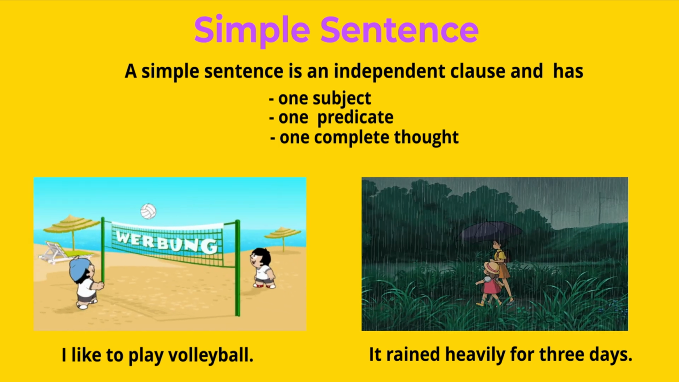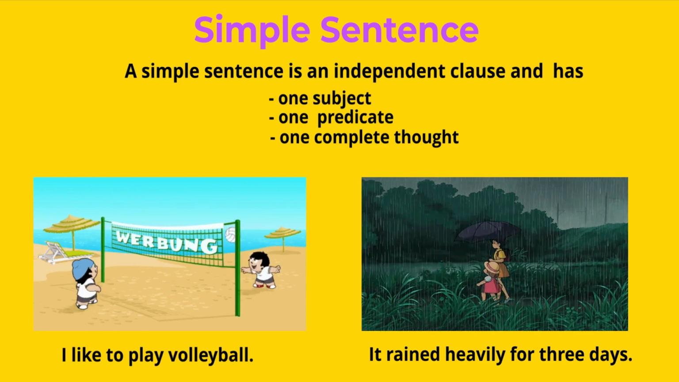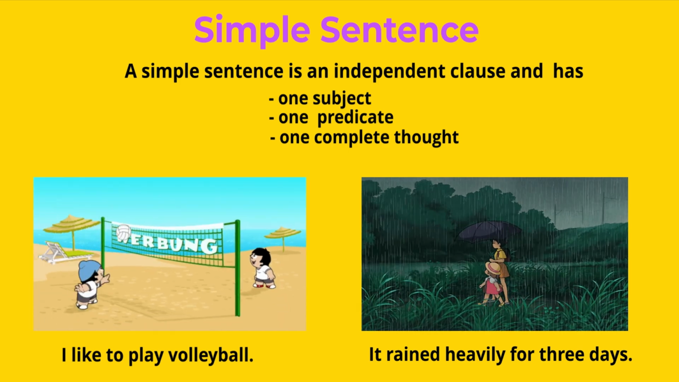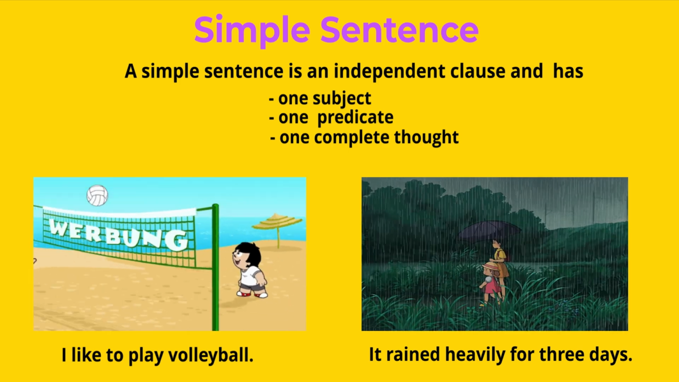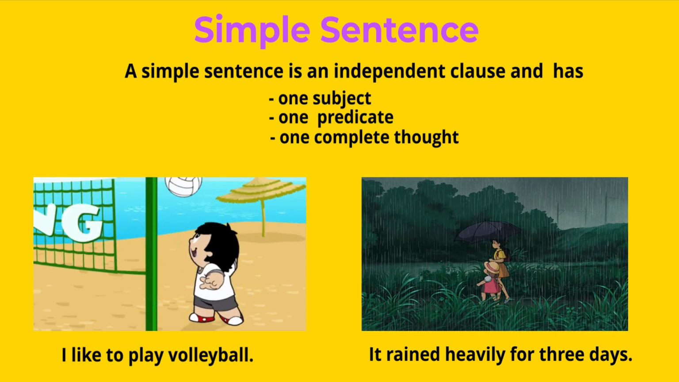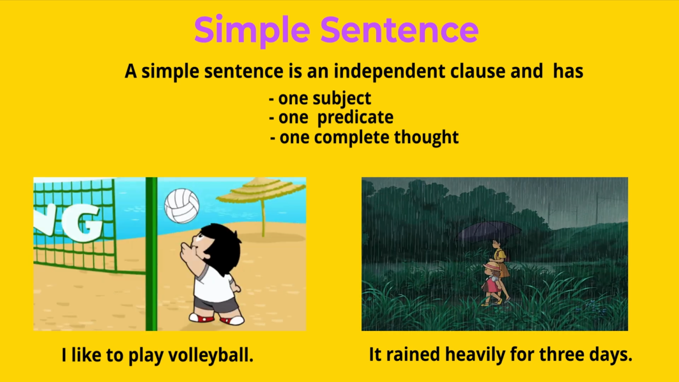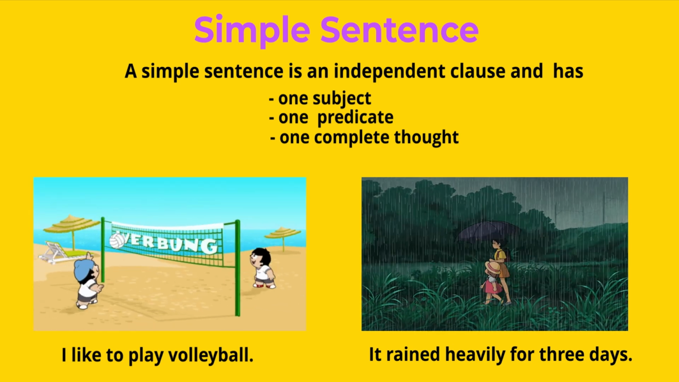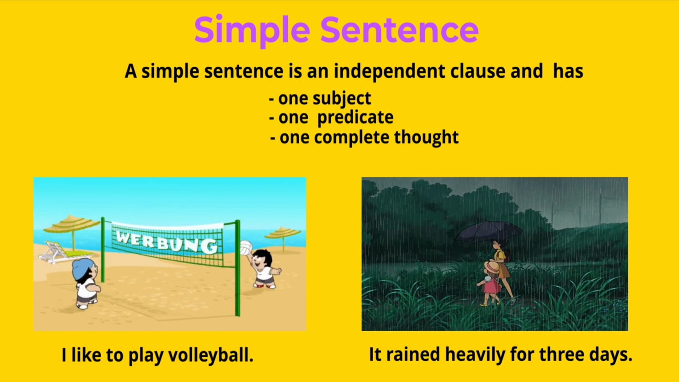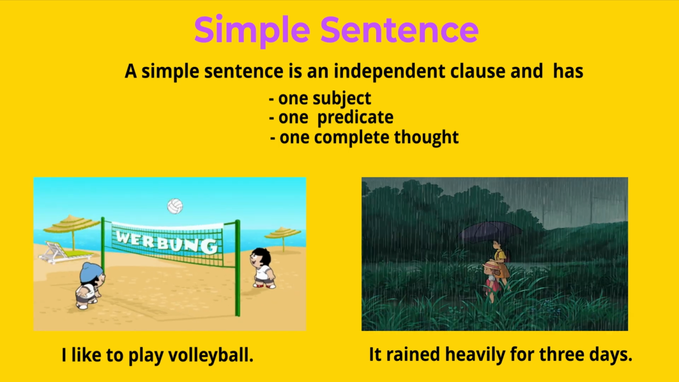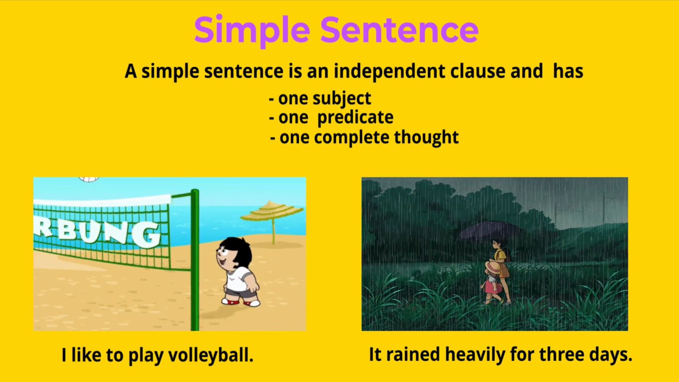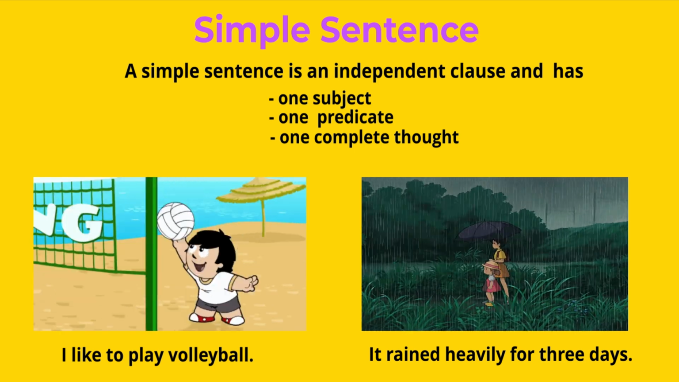In the second visual, what do you see? You see there's rain and a mom and a daughter are going in the rain with an umbrella, right? Now let's see the sentence. It rained heavily for 3 days. How will this become a simple sentence? Let's see. Does it have one subject? Yes. It. And what is the predicate here? Rained. Rained is the verb and it is the predicate here. So, it rained heavily for 3 days is a simple sentence.